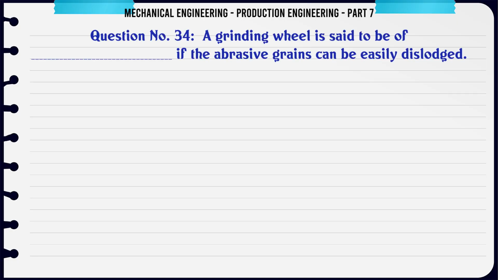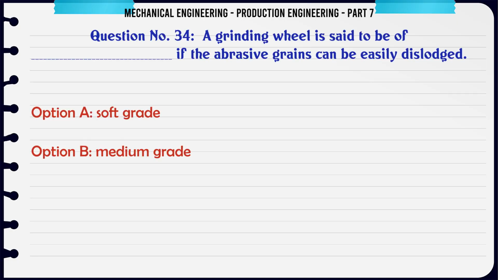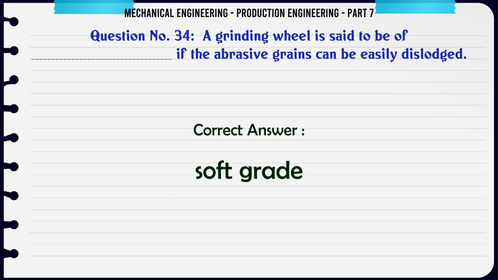A grinding wheel is said to be soft if the abrasive grains can be easily dislodged. A. Soft grade, B. Medium grade, C. Hard grade. The correct answer is soft grade.